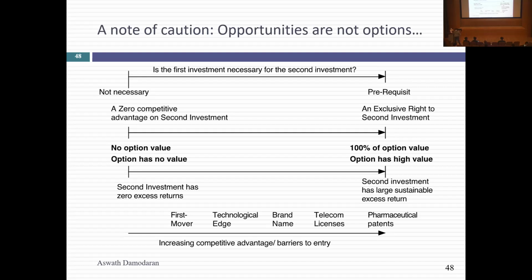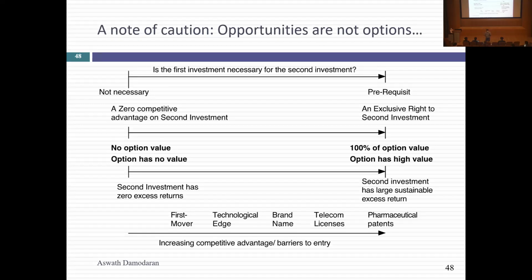My question is, what's so special about you? Why can't Hilton do it? And I want to hear an answer like the Chinese government has given me exclusivity in this part of China. So I'm looking for exclusivity. The stronger the exclusivity, the stronger the competitive advantage, the greater the value of the option.